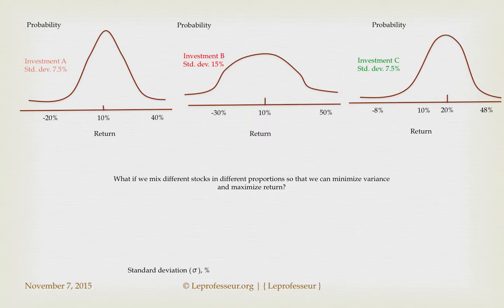So let's look at these three graphs. What do we see? These three graphs basically tell us that you have three investments with different standard deviations, and what your return probability would be on those investments. As you can see in these curves, the shape of the curve is different depending on different factors. What if you mix different stocks which have different standard deviations and different returns, so that your goal is to maximize your return and minimize the variance or standard deviation of your portfolio? That's what building portfolios is about.